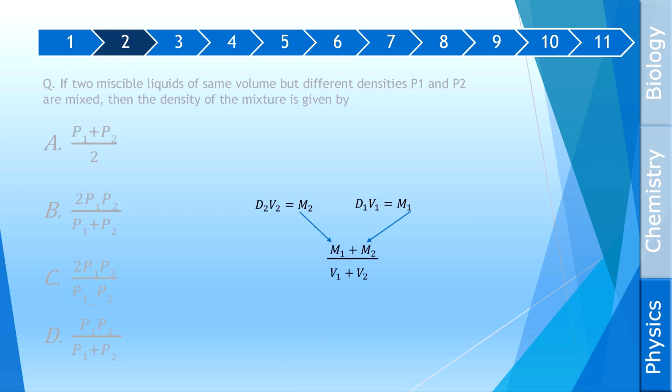Now we can replace M1 and M2 with their respective values. Pay attention to the question that says both liquids have the same volume. This means V1 and V2 are equal. Let us replace both V1 and V2 by a common variable V. This makes the denominator 2V, and V cancels out. Thus we arrive at our answer (D1 plus D2) divided by 2, or (P1 plus P2) divided by 2 in this case.